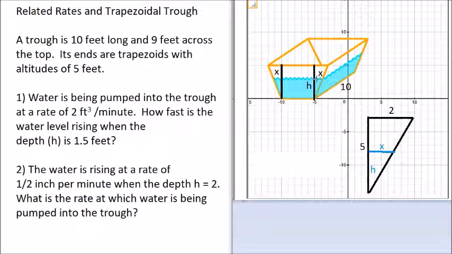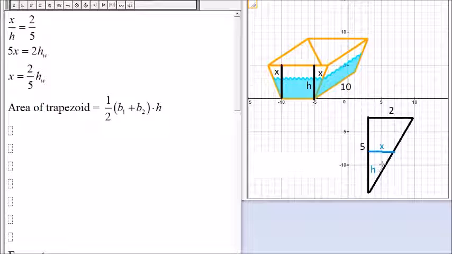Then let's call this distance right here X. In this right triangle, this distance is 2, and from here to here is 5. Across here we have X, and from here to here we have H. This smaller right triangle is inside this larger right triangle, and these two triangles are similar. Because they are similar triangles, the ratio of X over H is the same as the ratio of 2 over 5.